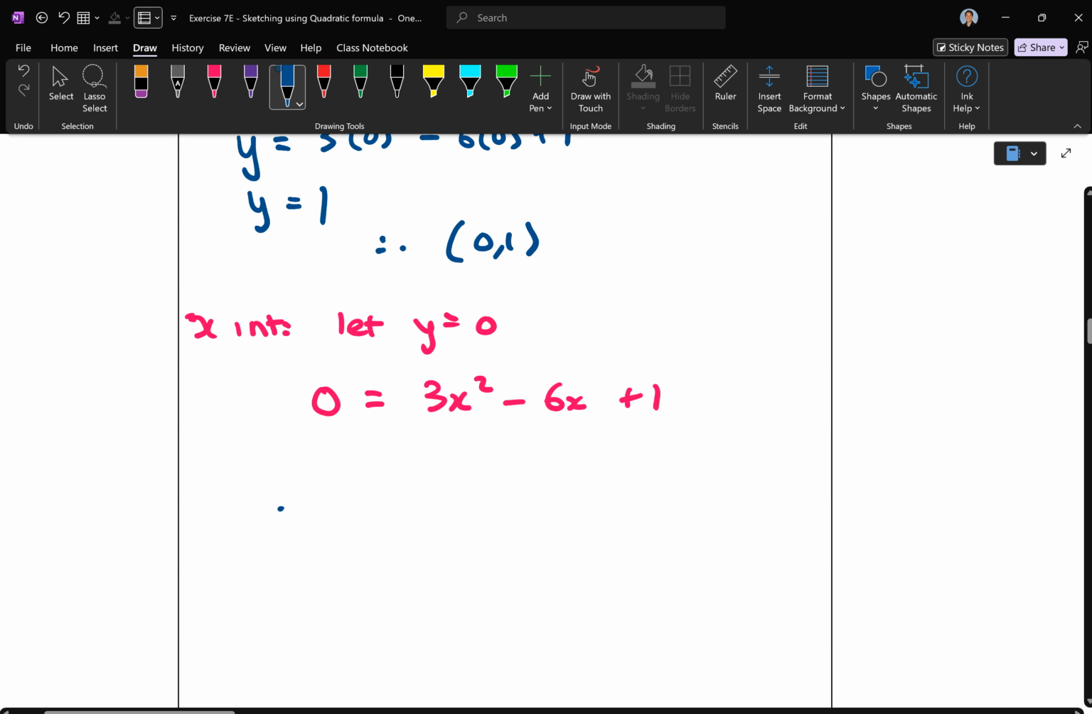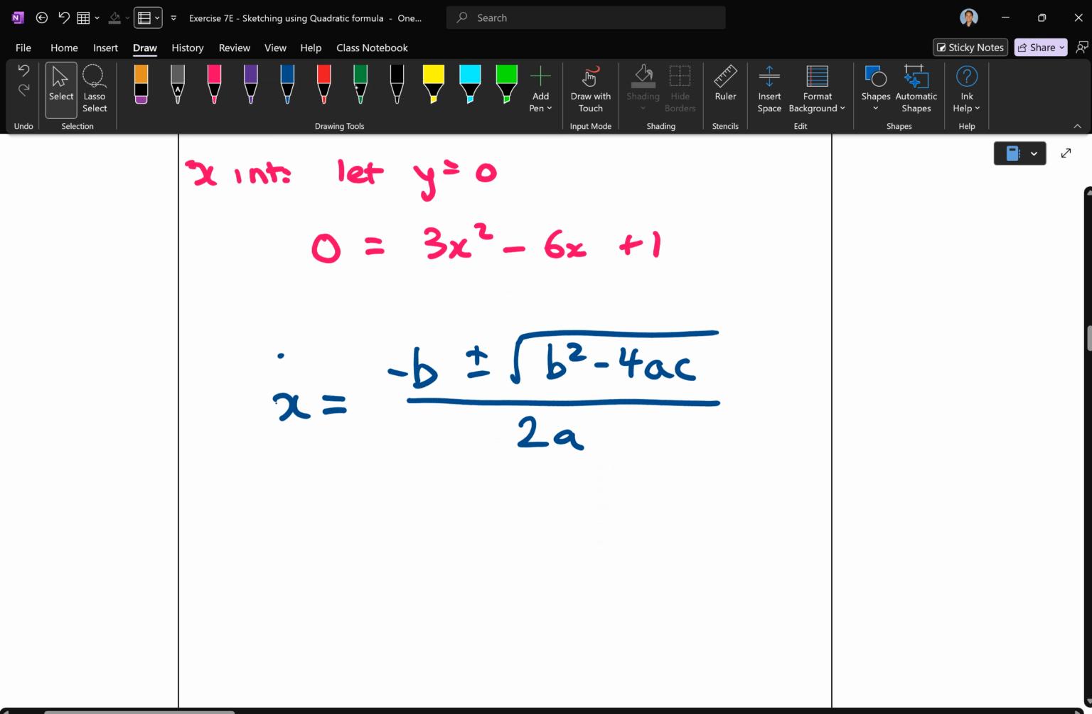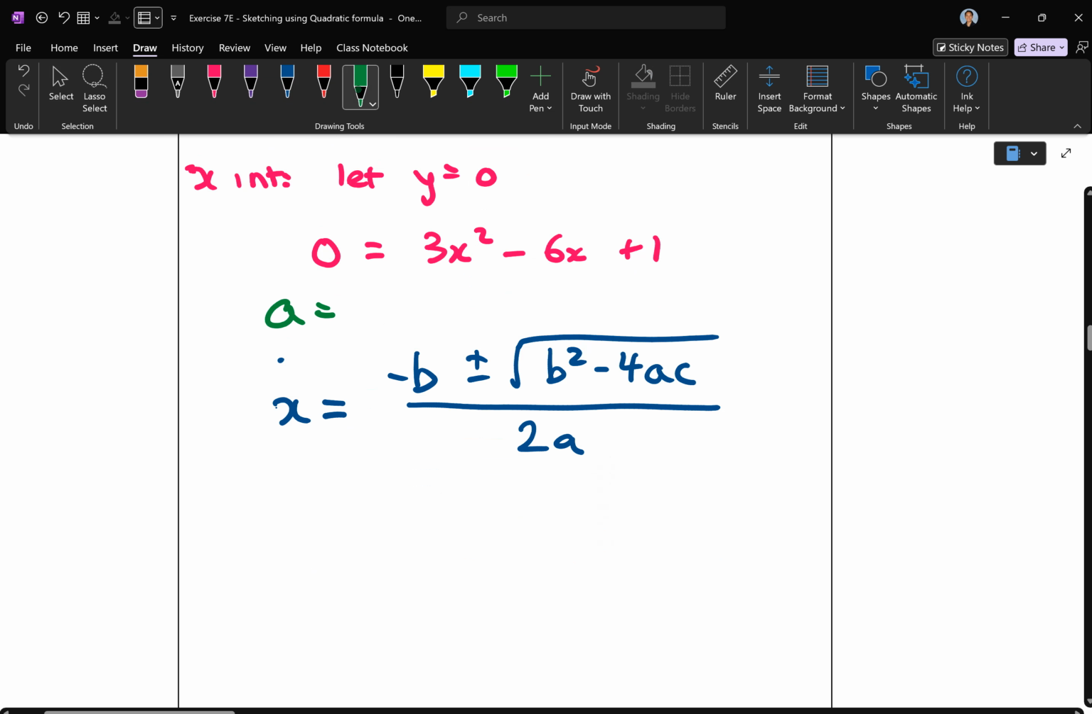What's the formula again? x equals negative b plus minus square root b squared minus 4ac all over 2a. Very good. This is your formula. So all you need to know is a, b, and c. What's my a? What's my b? What's my c? A is equal to 3. B is equal to, careful, negative 6. The sign matters, so it's negative 6. And then c equals 1.